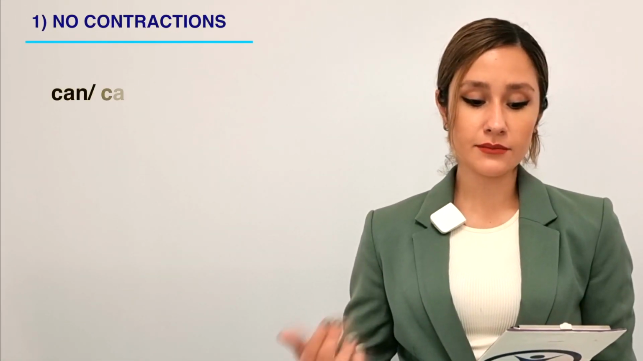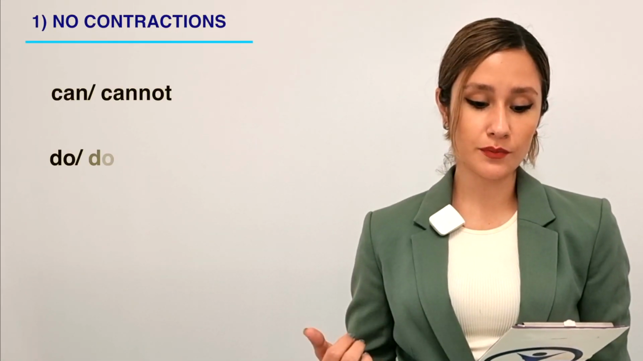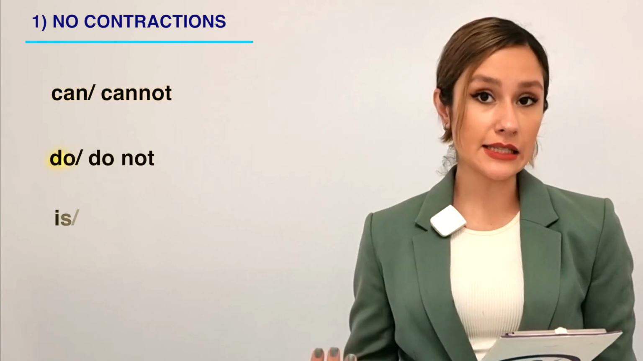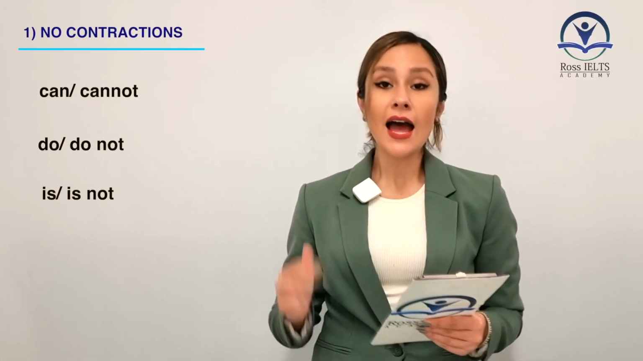Okay, let's start our today's lesson with a simple but very important tip on how to improve our writing. As you know, in English language, whenever you want to form a negative verb, you simply add not to that verb. For example, can, cannot, do, do not, is not. However, in your academic writings, you should avoid contractions or short form of the verb, and that's the first tip.